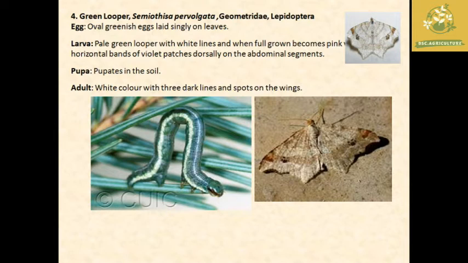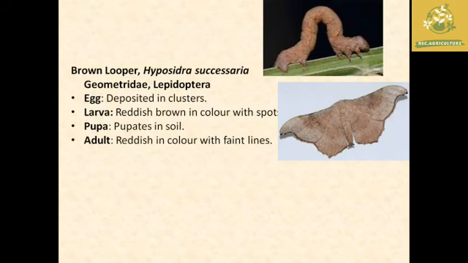And the pupa is an obtect pupa which pupates in the soil, and the adult is a white colored adult which has 3 dark lines and some black spots on the wing surface. And the next one is brown looper, where the scientific name is Hypocala successoria, and the family is Geometridae, and the order is Lepidoptera.